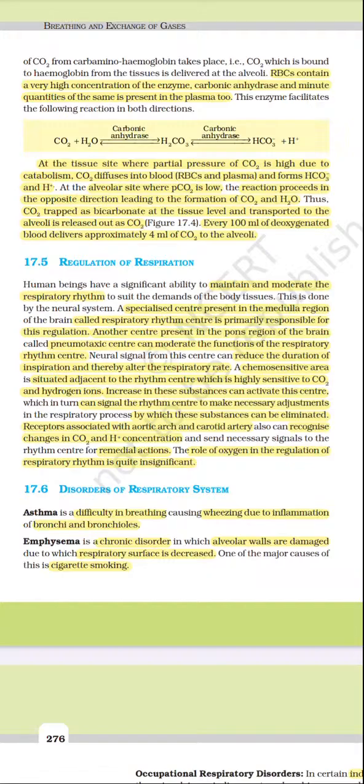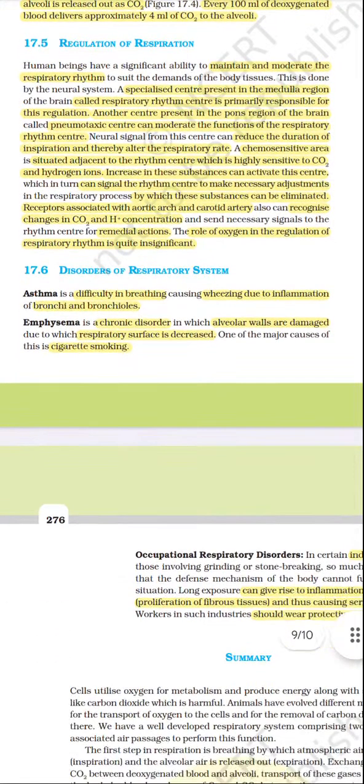An increase in these substances can activate the center, which in turn can signal the rhythm center to make the necessary adjustment in the respiratory process by which these substances can be eliminated. Receptors associated with the aortic arch and carotid artery can also recognize changes in the carbon dioxide and H plus concentration and send necessary signals to the rhythm center for remedial actions. The role of oxygen in the regulation of respiratory rhythm is quite insignificant.